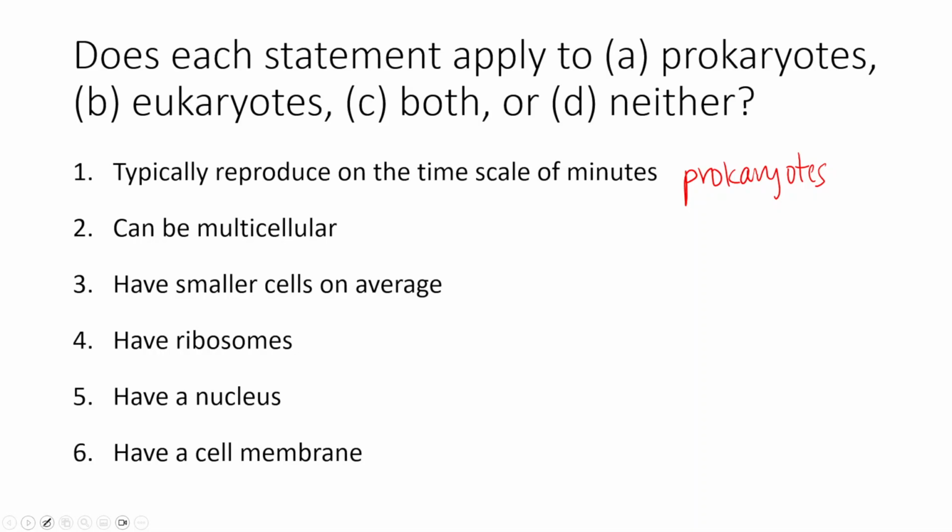One of the reasons for that, to help you remember, is that eukaryotes are a little bit more complicated, right? They have all these organelles inside. There's a lot more stuff going on in a eukaryotic cell, so you can think of it as a little bit more work, so it might take them longer to replicate. Okay, so which ones can be multicellular?